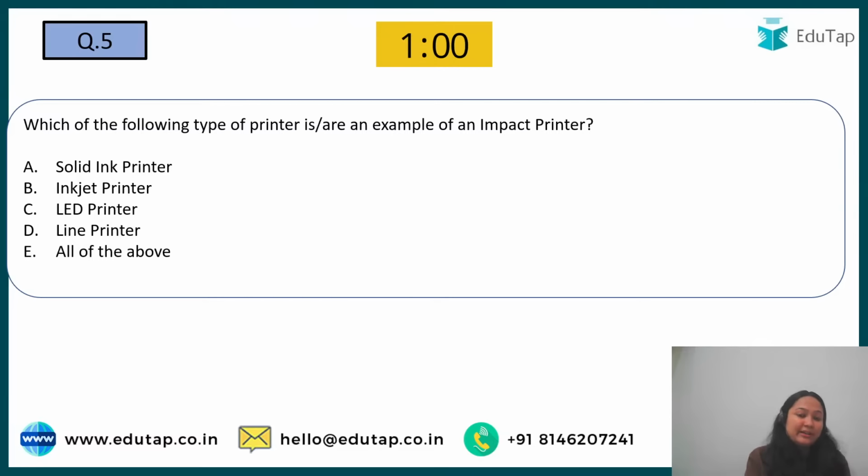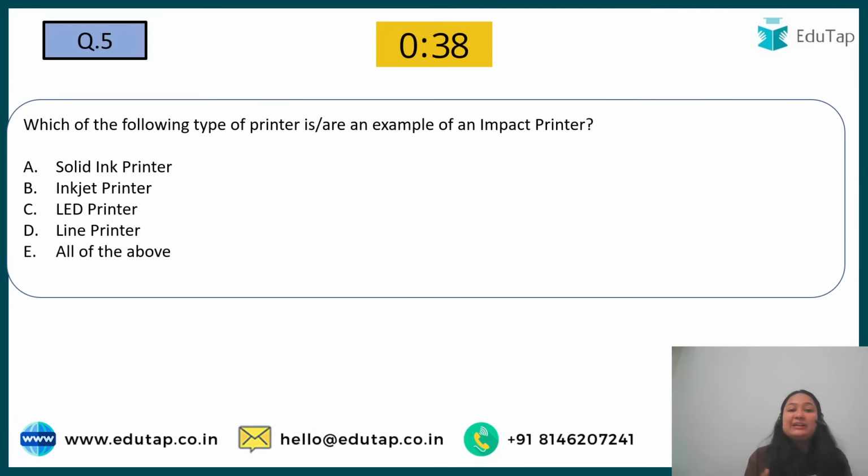So, see, here we are talking about the impact printer. Largely we have heard about the dot matrix, we have heard about the daisy wheel, right? But besides this, we also have the line printer. These again are of two types: drum type and chain type. But solid ink printer, no. These printers are not the impact ones. Here we use solid ink. It gets melted and it gets printed on the paper.